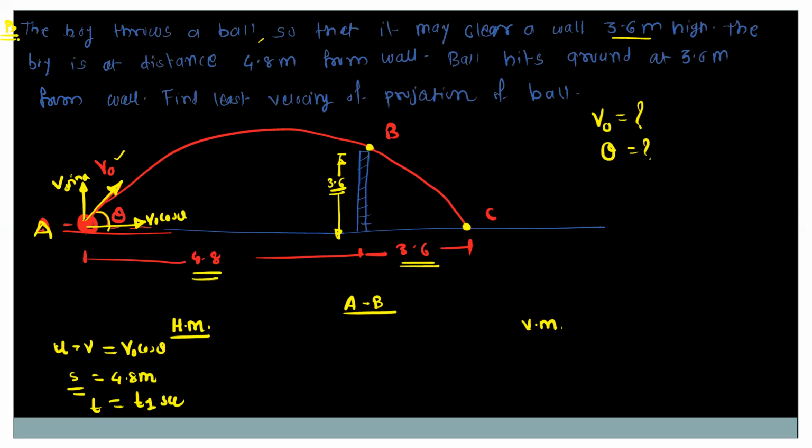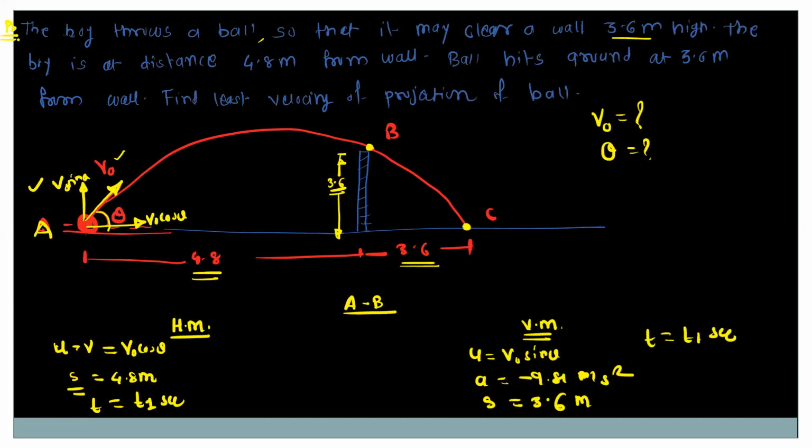Now consider the vertical motion for A to B. So for vertical motion, initial velocity is equal to v0 sin theta. So consider the y component. Then acceleration is equal to minus 9.81 meter per second square. Then displacement: point B is just above this wall. Okay. So it is equal to 3.6 meter. That is the displacement in the vertical direction. And time t is the same as for the horizontal motion. So t is equal to t1 second.